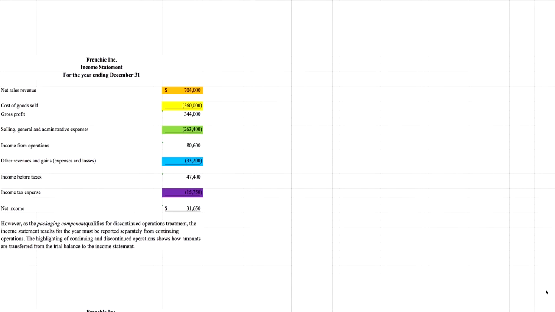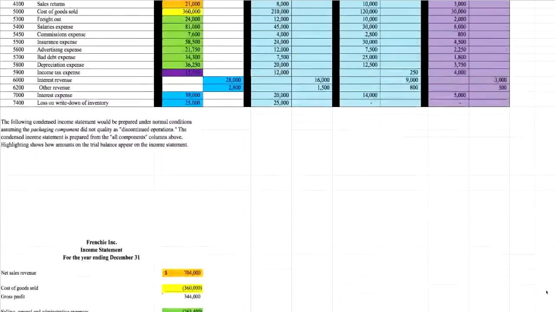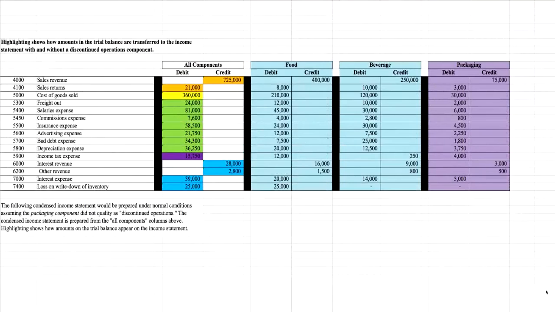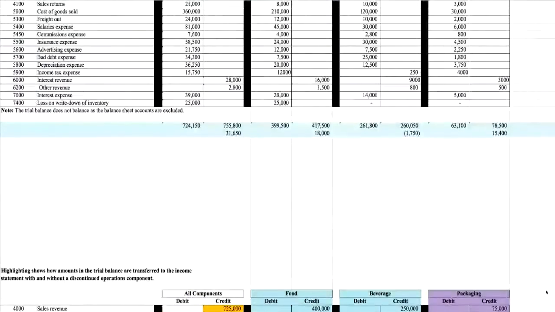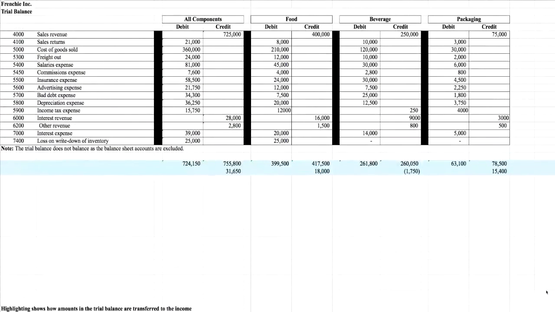Frenchy Inc. But watch now, when we take the packaging, we're going to take this now and basically move all this information down below. But remember, materiality, we don't want to overwhelm people with details. So what we're going to do, now that it's a discontinued operation, what we're going to show is what turned out to be the profit from the packaging division, $15,400. We're simply going to report that as a discontinued operation, net of tax.